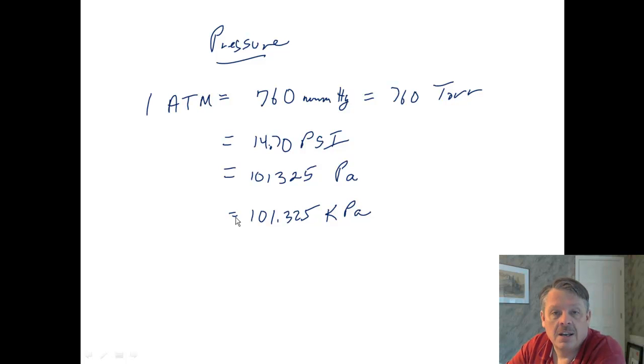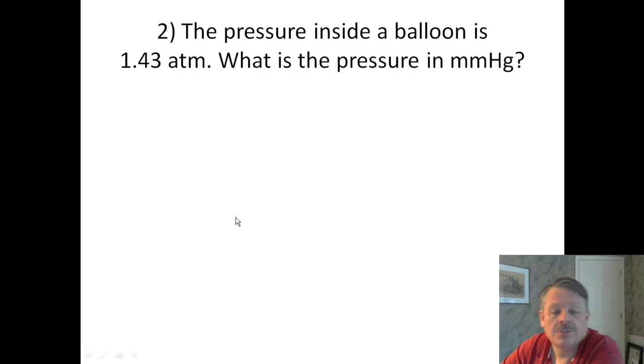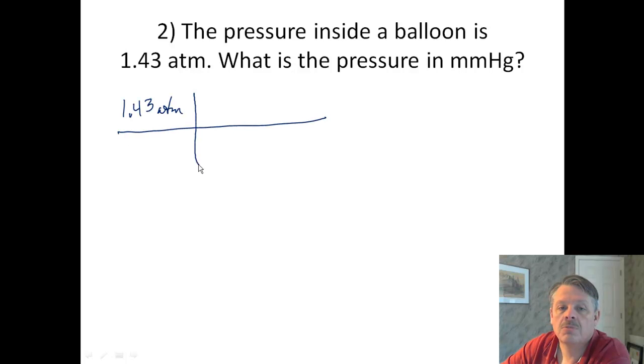Everything we're going to be doing is dimensional analysis. So let's look at number 2. We're starting with our pressure conversions, and we start with 1.43 atmospheres. Now we want to convert from atmospheres, so since we have atmospheres there, we put atmospheres on the bottom, and we want to convert to millimeters of mercury.